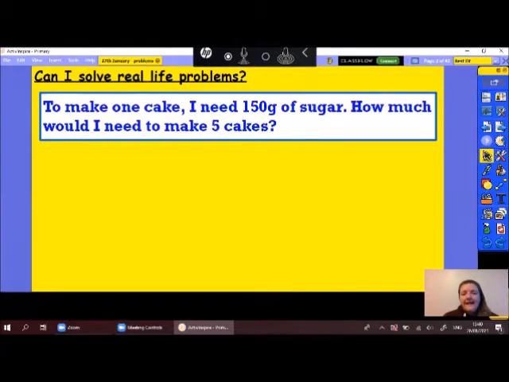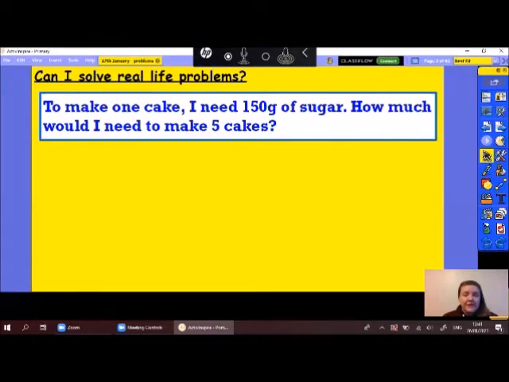Let's start with this problem. To make one cake, I need 150 grams of sugar. How much would I need to make 5 cakes? Is this an addition, a subtraction, or a multiplication problem? Pause the video to think about it.